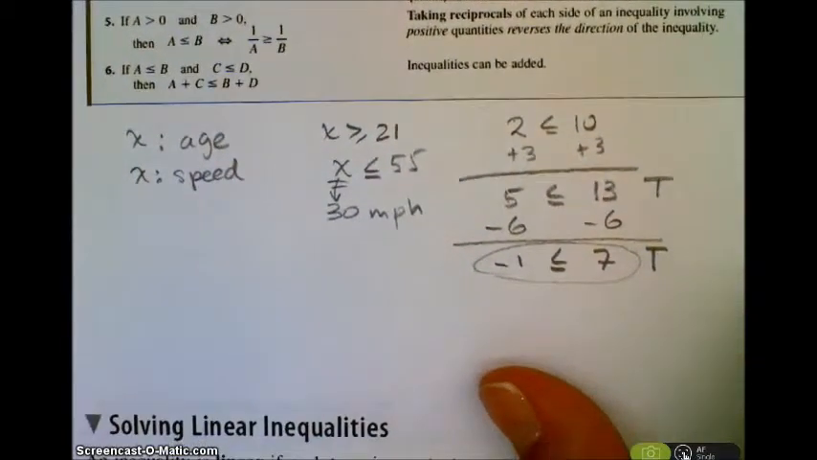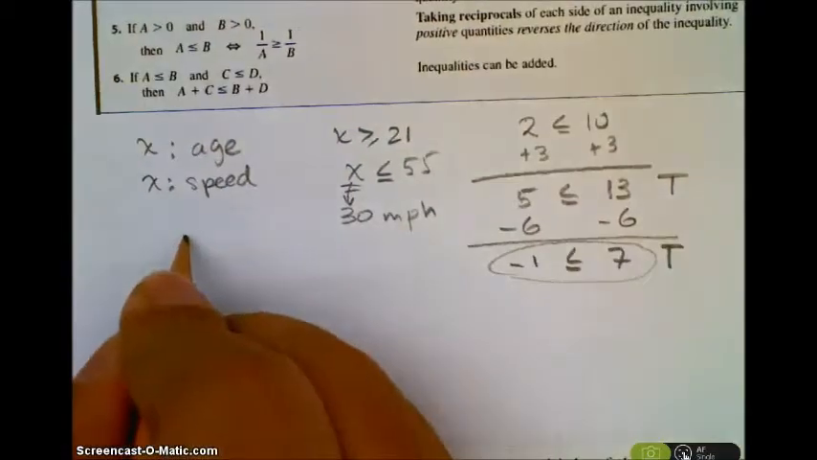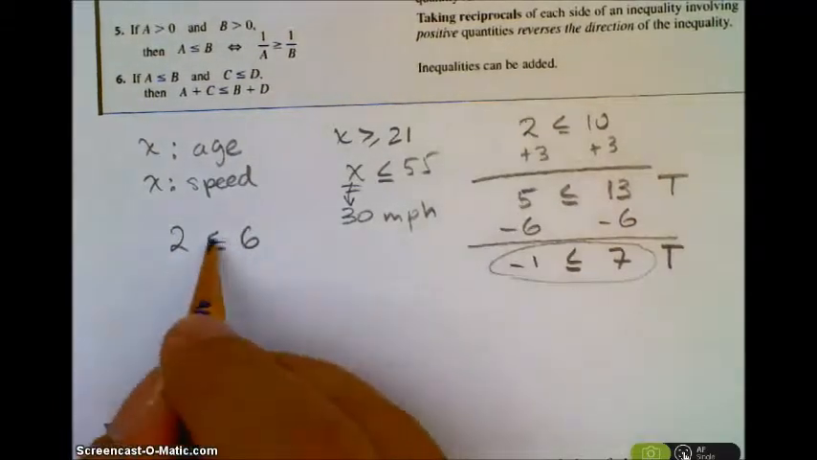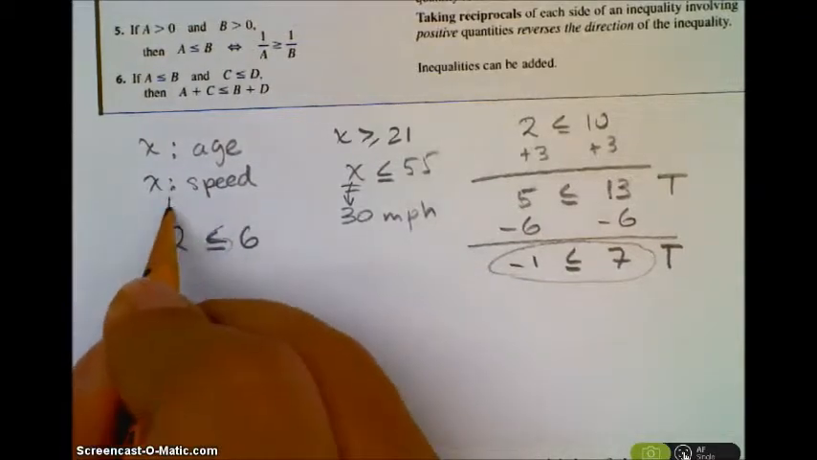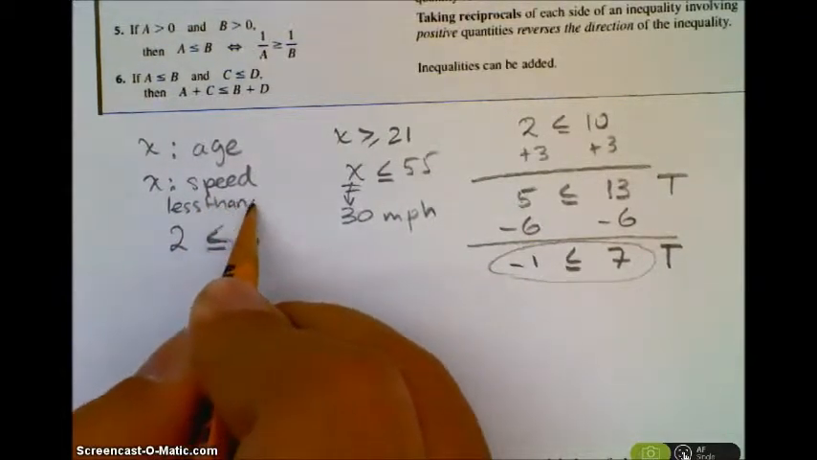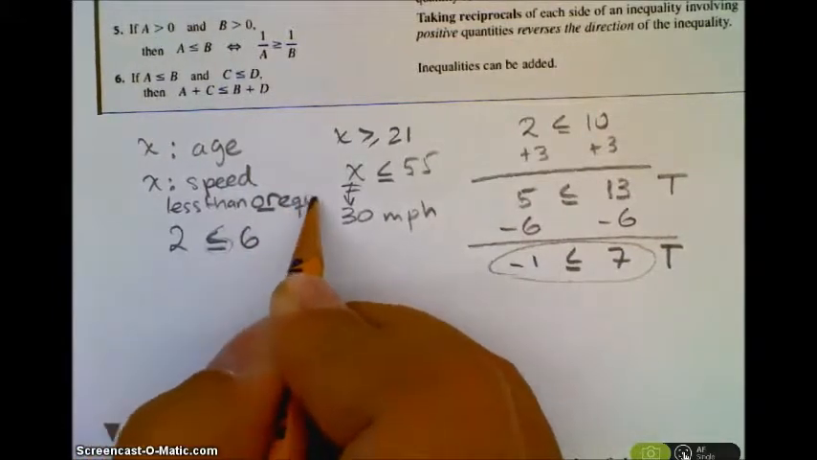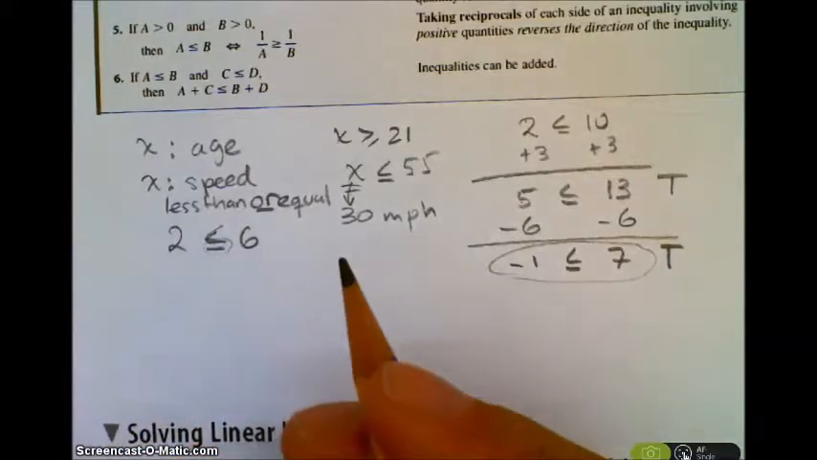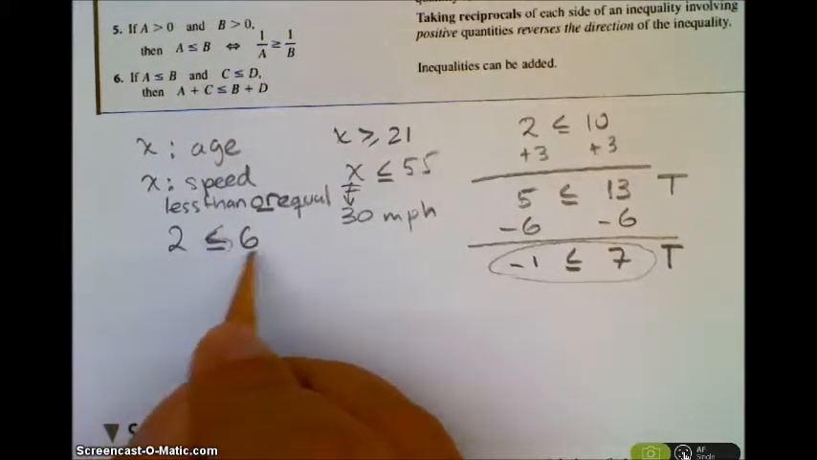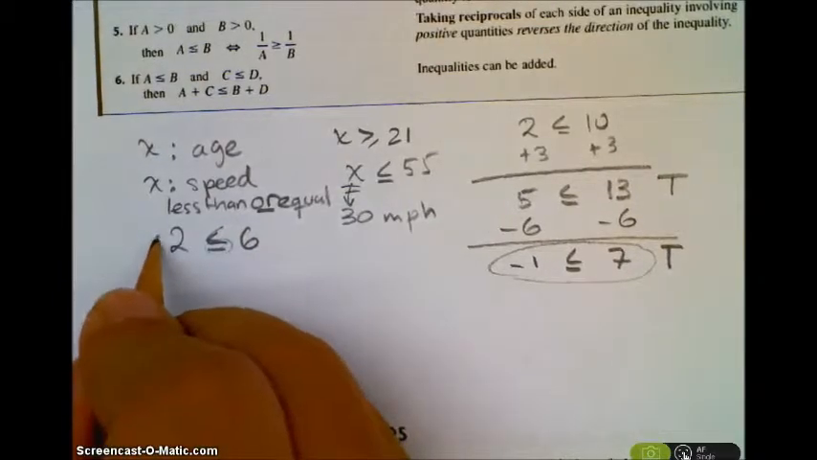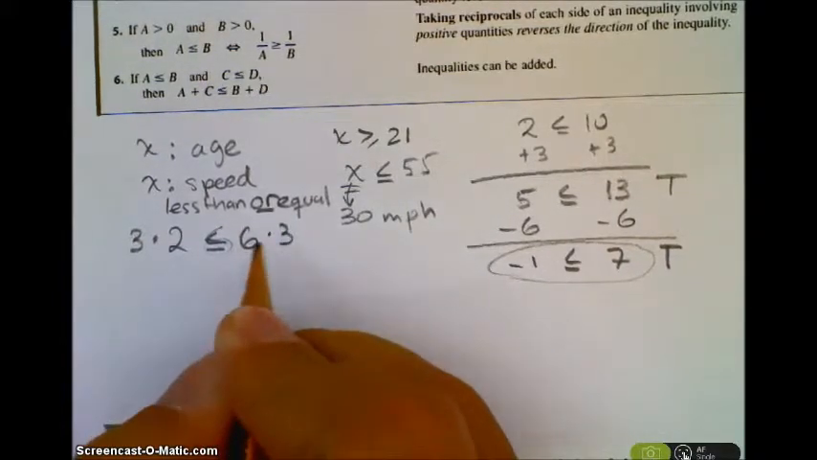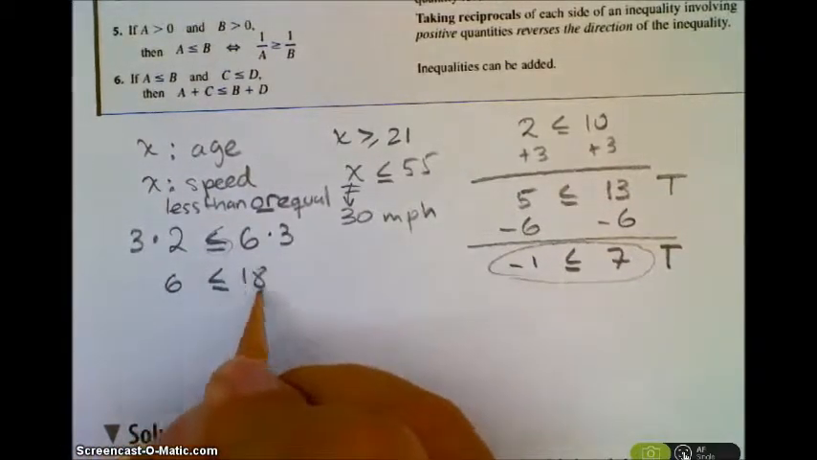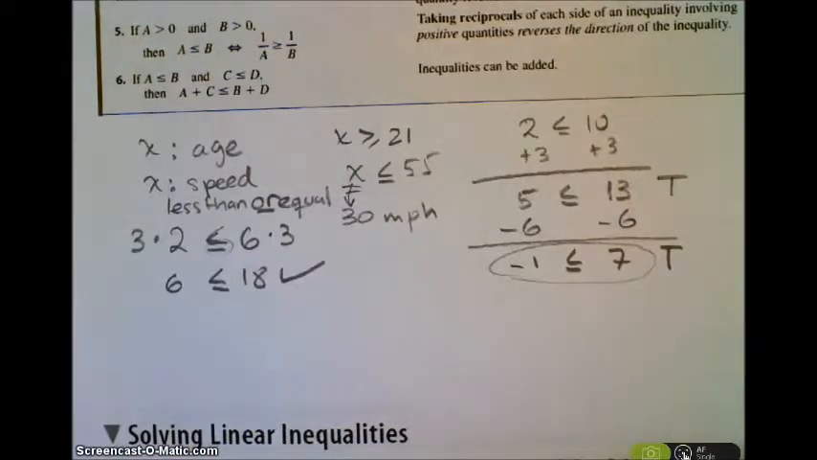For example, if you know that 2 is less than or equal to 6, and this is true, both of them are going to be true, so you know that the less than part is true for 2 and 6. So if 2 is less than or equal to 6, and I multiply both sides by 3, then the result will be on the left side 6 and on the right side 18. So this is still true. 6 is less than or equal to 18.